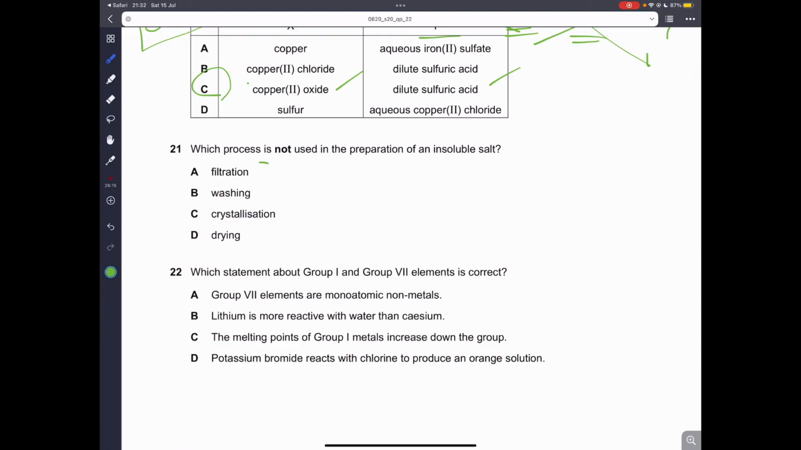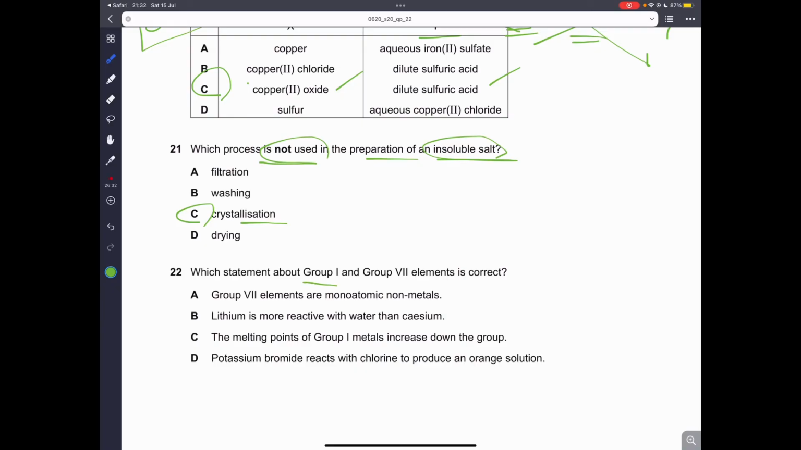Question 21. Which process is not used in the preparation of an insoluble salt? So in the preparation of an insoluble salt, we do not use the method of crystallization. So C is the correct answer.